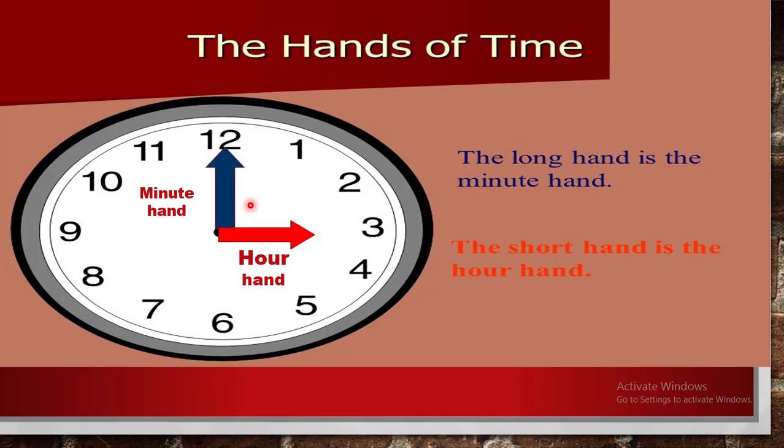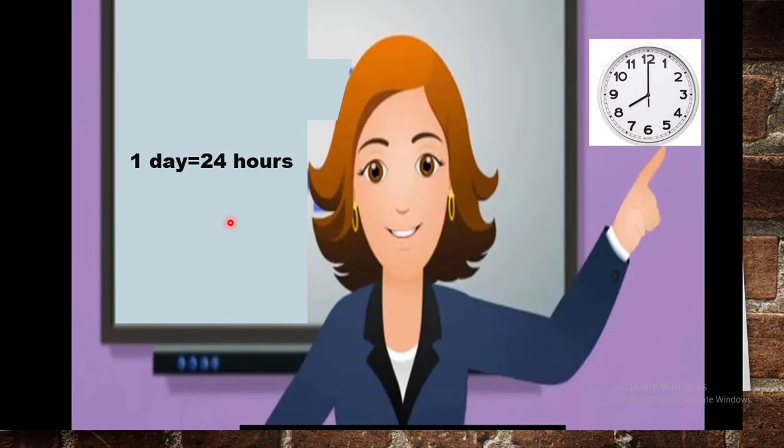Okay, little angels, a clock has two hands, just like us. But one hand is short and the other hand is long. The short hand is called the hour hand and the long hand is called the minute hand. Dear students, a day has 24 hours. So the hour hand completes 2 rounds in 24 hours.